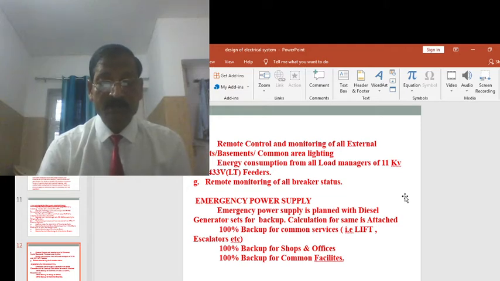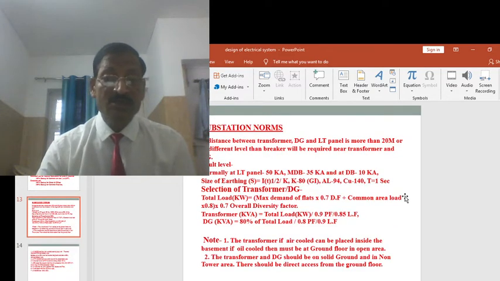Emergency power supply. Emergency power supply is planned with diesel generator set for backup. Calculation for the same is attached. 100% backup for common services, lifts, escalators. 100% backup for shops and offices and for common facilities. Substation norms.